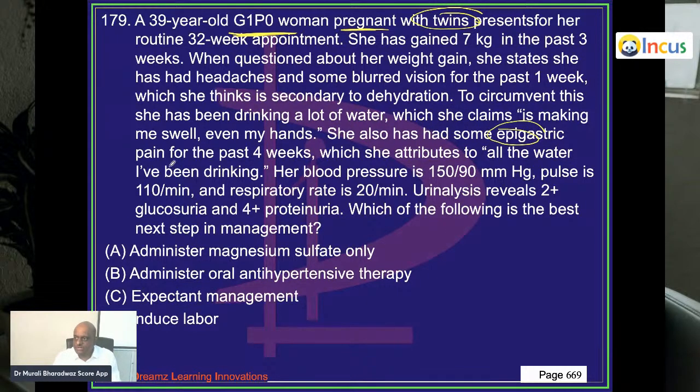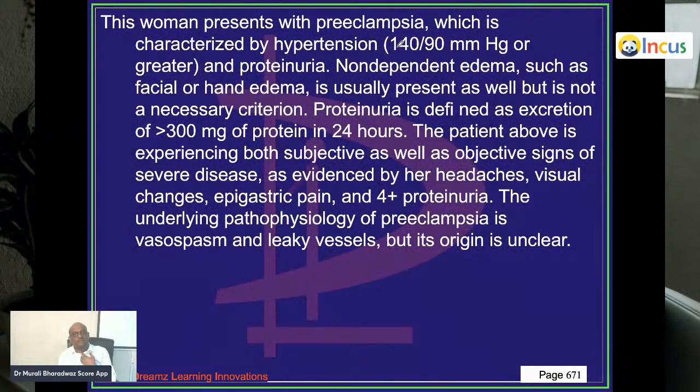39-year-old G1P0 pregnant, present with twins. She has an epigastric pain and feet which are swollen and she has a weight gain of almost 7 kgs. So, she is at risk of developing eclampsia. So that is the reason you induce the labor because she has preeclampsia. Eclampsia means seizures plus preeclampsia. Preeclampsia is only hypertension. So hypertension, proteinuria is the feature of preeclampsia, induce the labor.